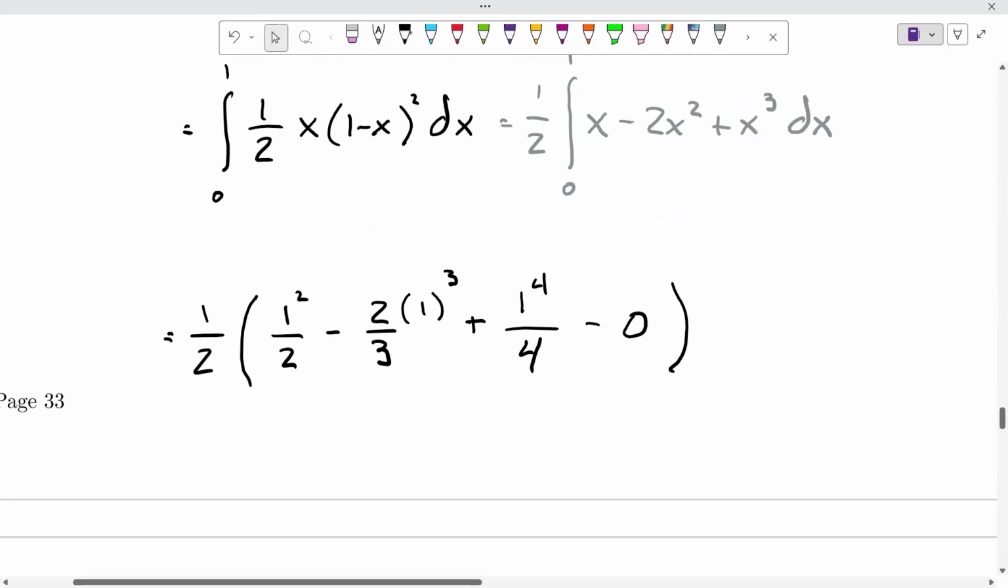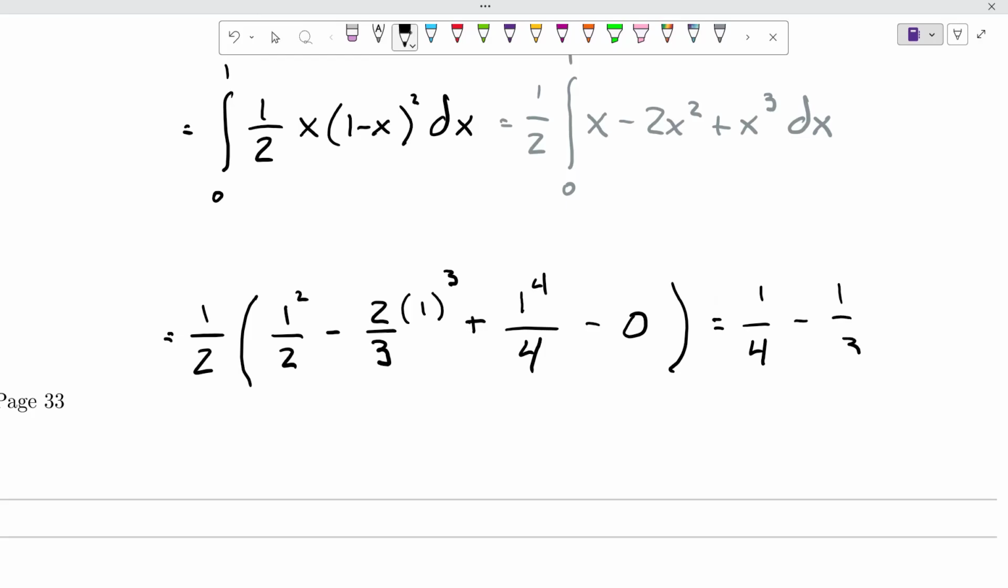And now just finish evaluating this thing. What are we going to have? This looks like it'll be 1 over 4 minus 1 over 3 plus 1 over 8, if I multiply that 1/2 through. Cool. And then if I really wanted to combine some fractions, I could do that, but let's not and say we did.